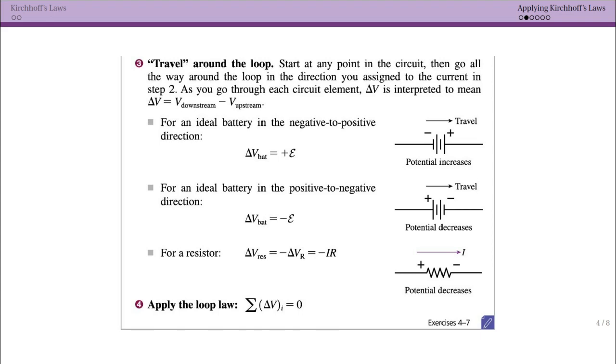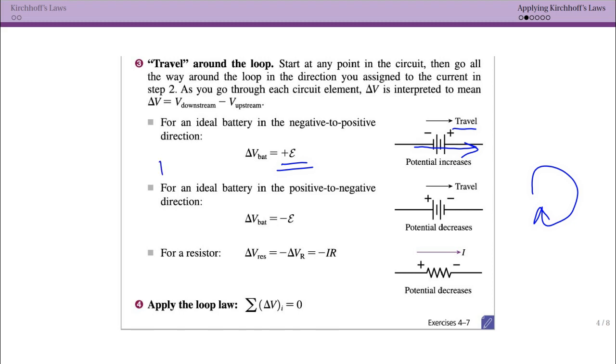So in the case of batteries, we need to think differently if you're traveling from the negative to the positive versus the positive to the negative. Again, when you're traveling, you always need to have a direction that you're going in your loop. You're not just picking all of the components in the loop, but you're specifically going in a direction. And so if you go from negative to positive, your delta V is the EMF of your battery.